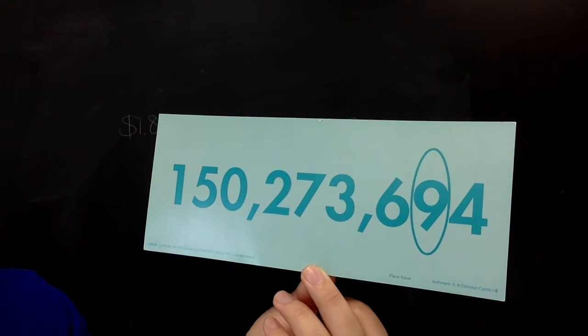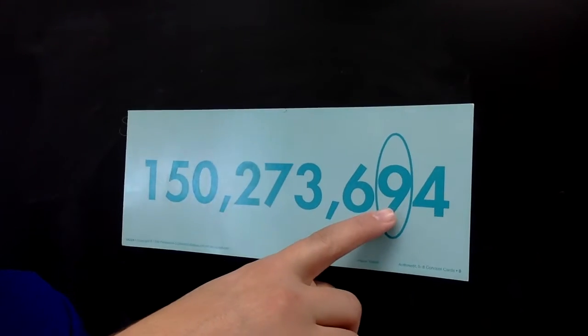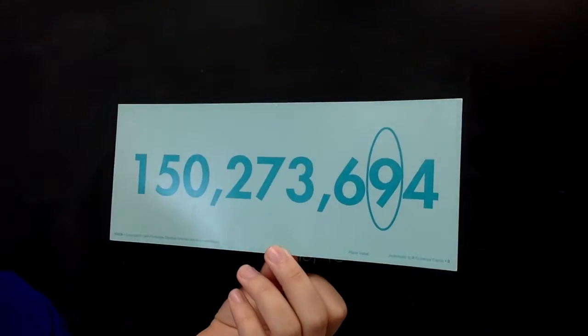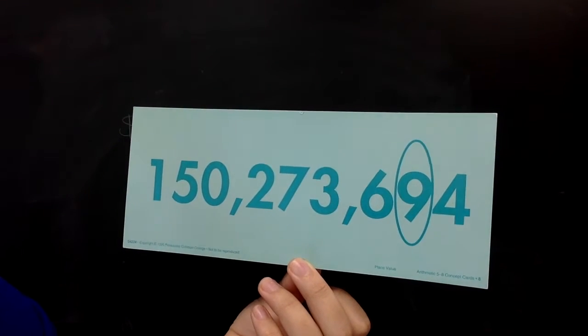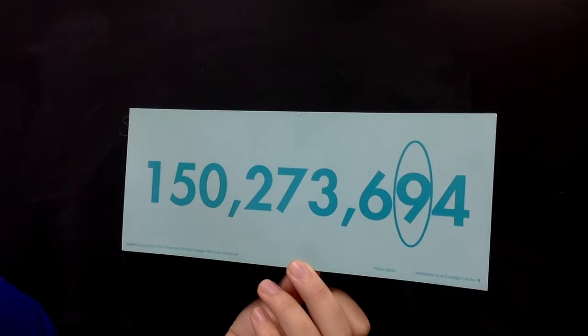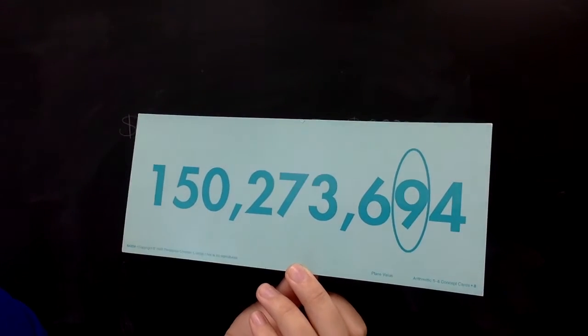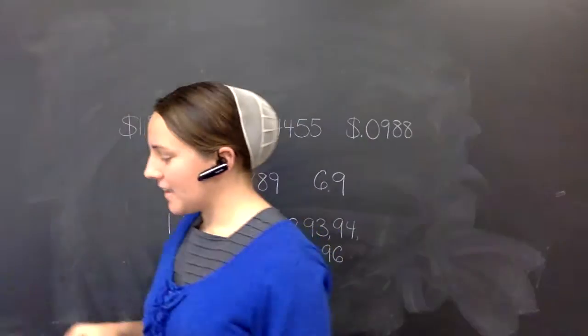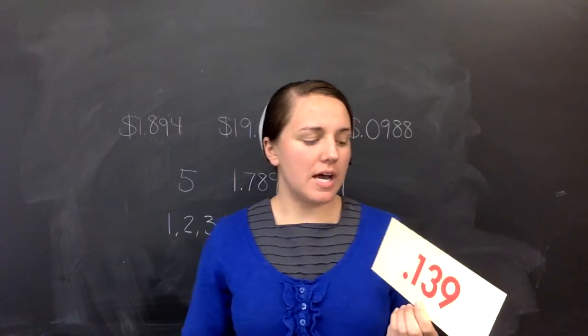Now round to the nearest tens place. This is the tens place. 4 is the determining digit. All numbers after the number we're rounding get changed to zeros. 150,273,690.